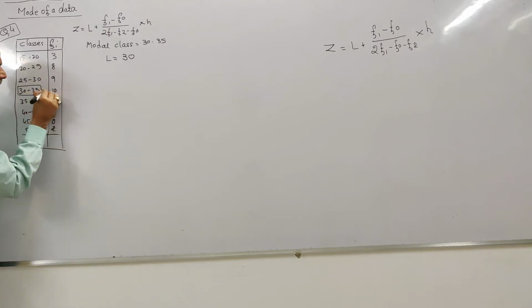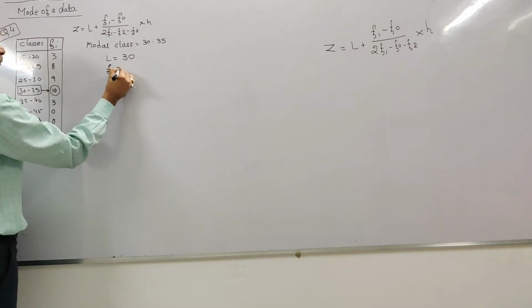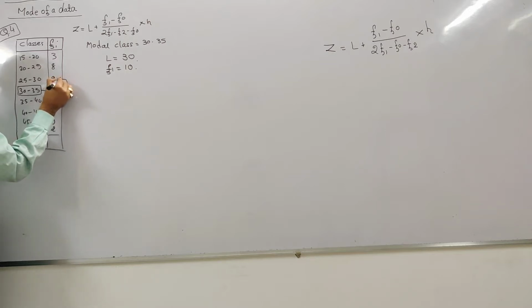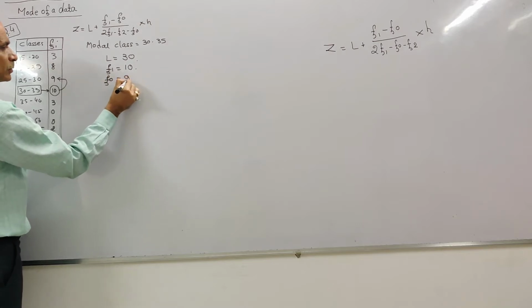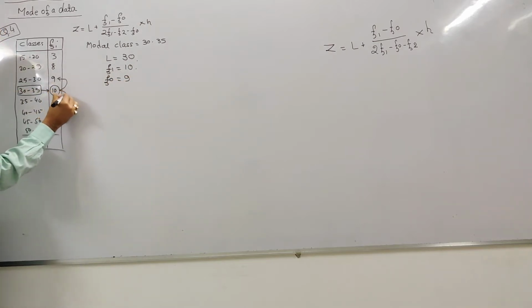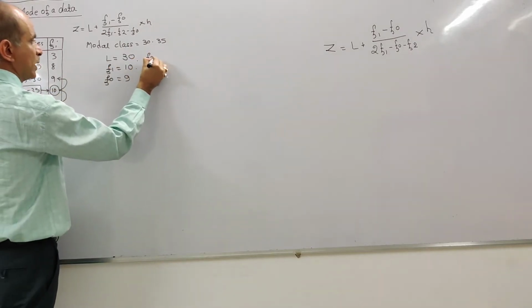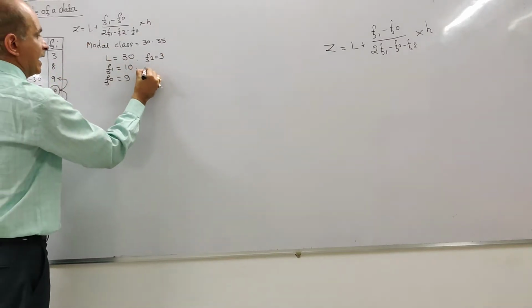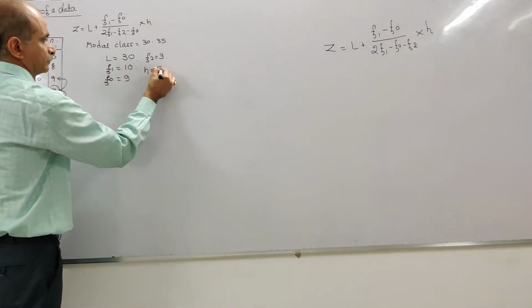Now the frequency against this modal class is known as F1. So here F1 is equal to 10. The frequency of the class previous to the modal class is known as F0, so F0 is equal to 9. The frequency of the class next to the modal class is known as F2, so F2 is equal to 3. The value of H is 20 minus 15, or you can say 25 minus 20, that means 5.